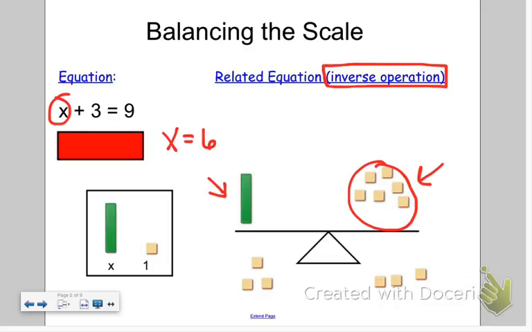Here, because this was an addition equation, I was adding 3, so the inverse operation was to subtract 3, and that's exactly what I did. I subtracted 3 on this side, and I subtracted 3 on that side. The related equation is how you show what we would need to do to get x by itself. In order to get x by itself, on the left-hand side, I'm going to have to subtract 3. So I had 9 on the right-hand side, and I subtracted 3 from it. My related equation is x equals 9 minus 3.